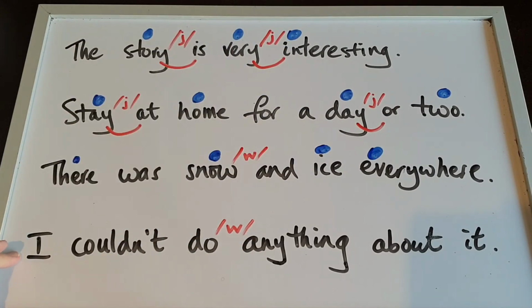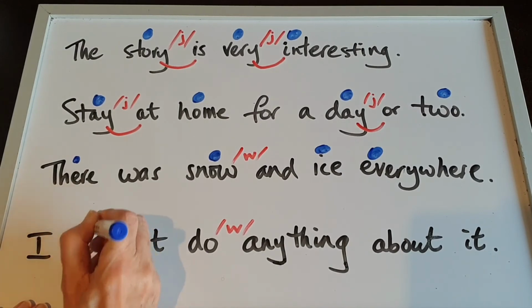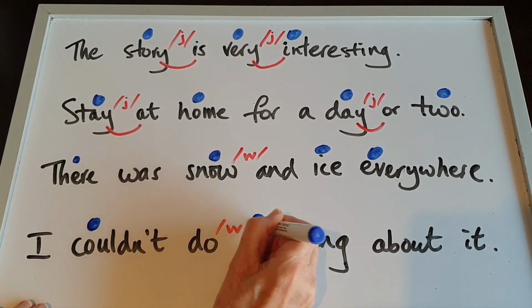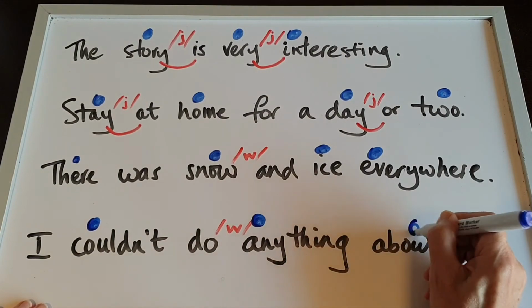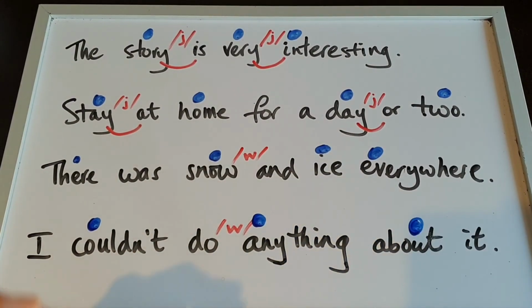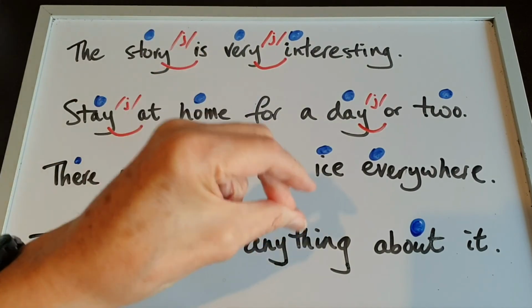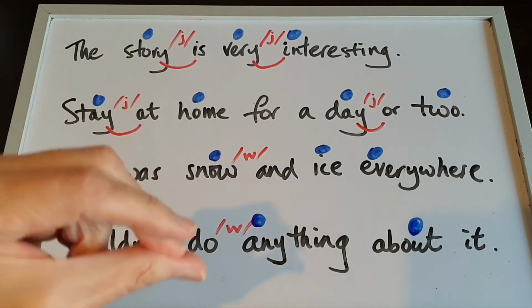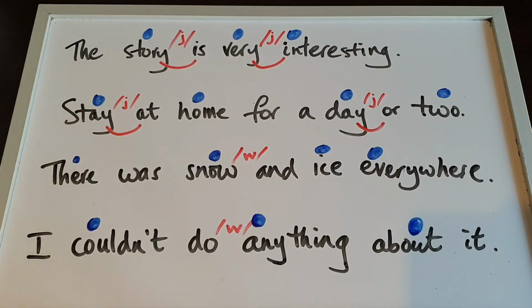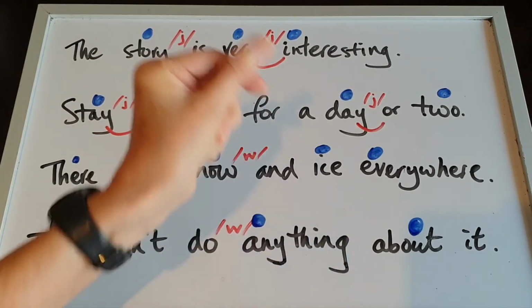And the last one, what do you think? Which words are stressed? I couldn't do anything about it. Couldn't, anything, about it. I couldn't do anything about it.